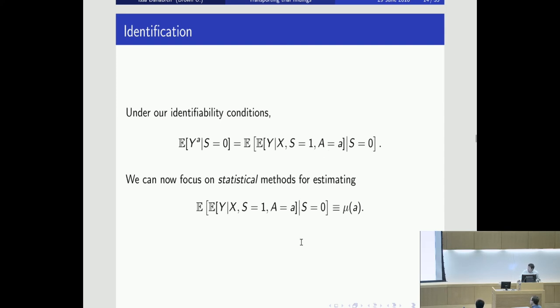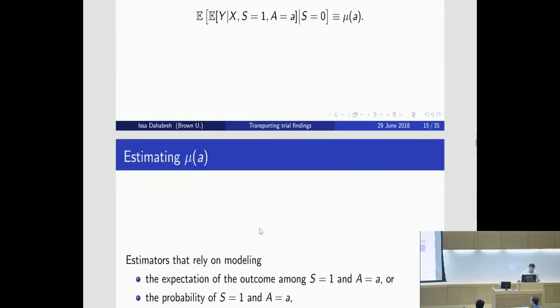So from now on, we put a different hat on, the statistical hat, okay? So I want to estimate this thing. This is called a functional of the observed data distribution. It's not important. It's a thing that depends only on the observed data, okay?